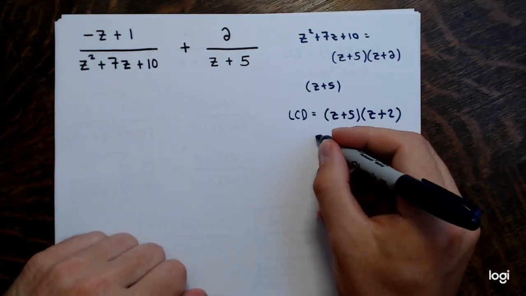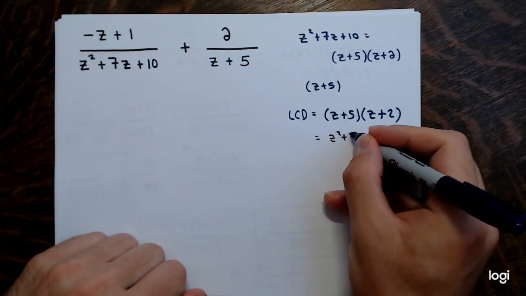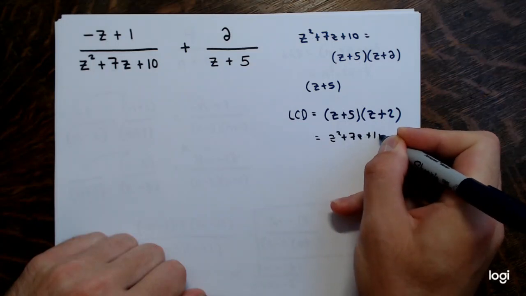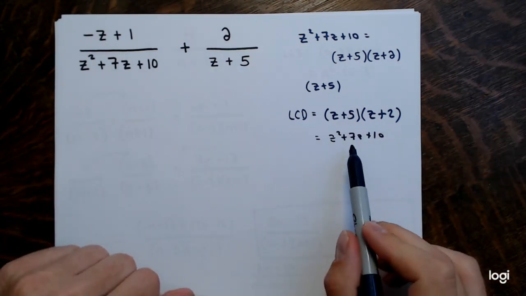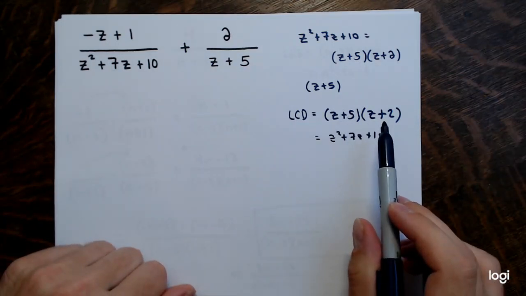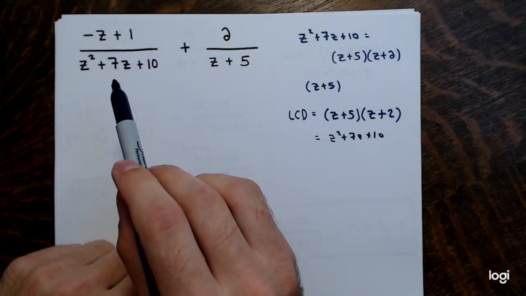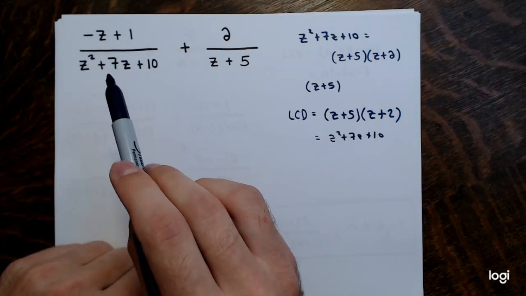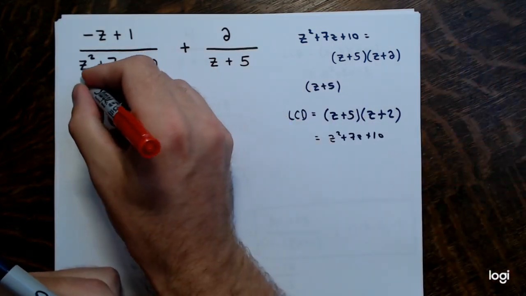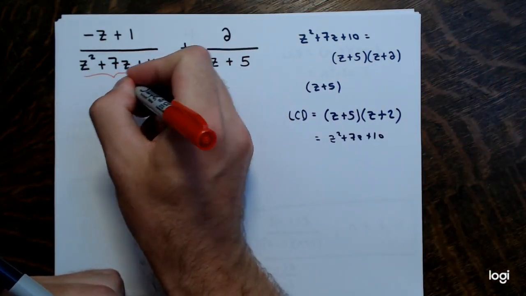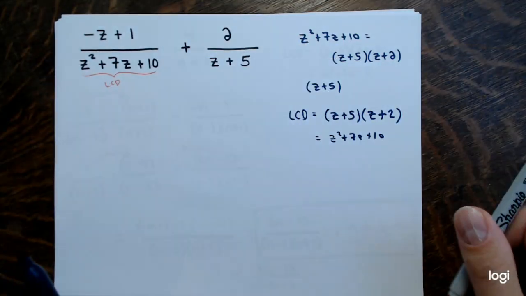And again, if you want, you can just write this as z squared plus 7z plus 10. All right, so the LCD is z plus 5 times z plus 2, or z squared plus 7z plus 10. So this first fraction has the LCD already, right? This denominator is the LCD already.